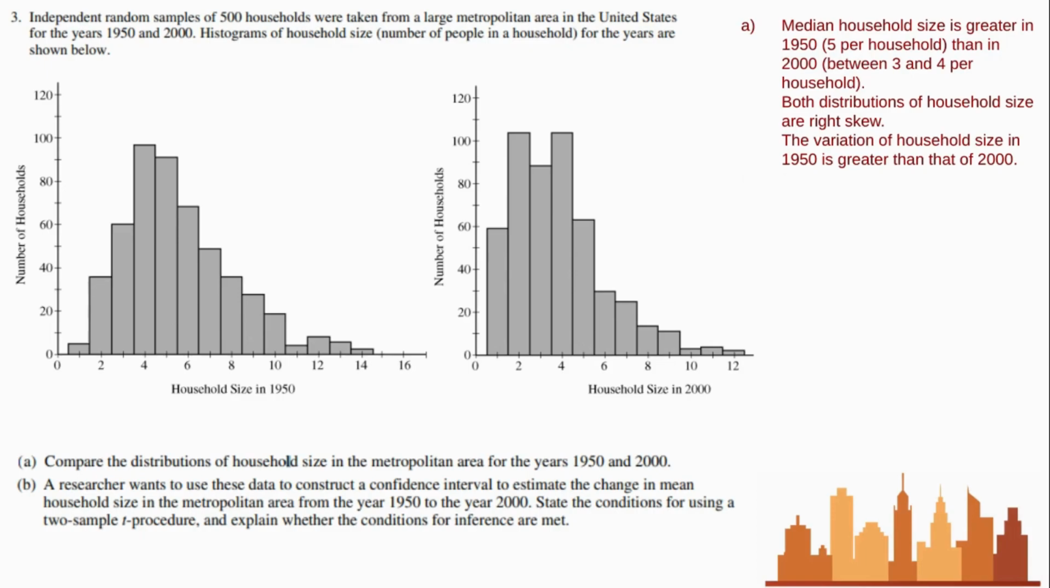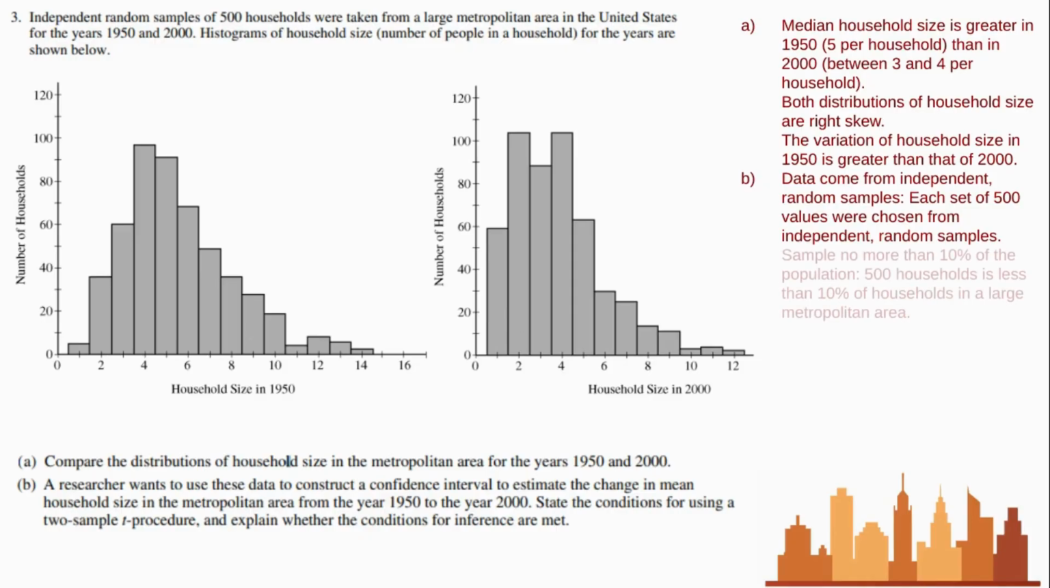Okay, let's look at our answer. This is going to be broken up into a couple parts here. That's not the complete answer. For part B, we would say that data come from independent random samples. That's the randomization condition. And it's satisfied because each set of 500 values were chosen from independent random samples. The problem says as much. The next condition is that we sample no more than 10% of the population. This is satisfied because 500 households is, in fact, less than 10% of the households in a large metropolitan area in the U.S. Think Chicago or New York City. That's an easy one.